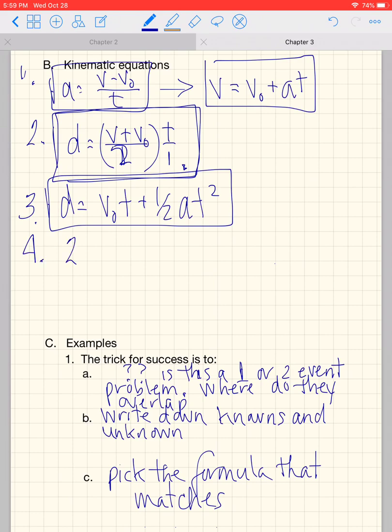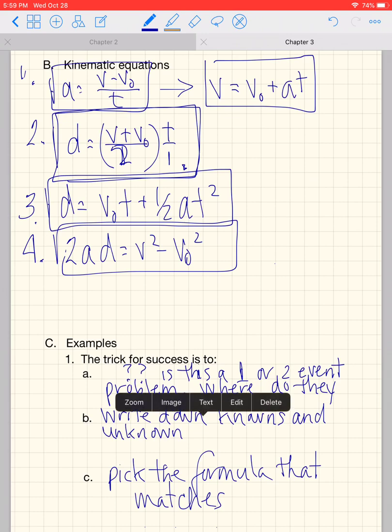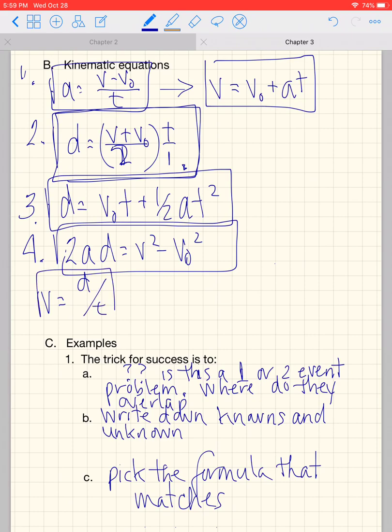Number 4 is 2AD is equal to V squared minus V naught squared. Put a box around this. And you have a final 5th equation that you had from the beginning, and that's V is equal to D over T. This is actually a great equation. It's very simple, it's sleek. Use it quickly. The problem is it's only of limited use.